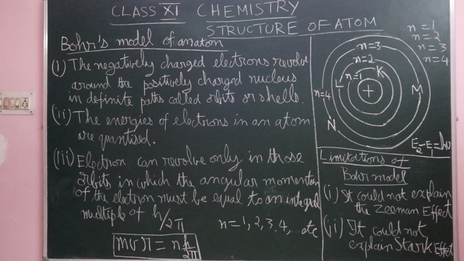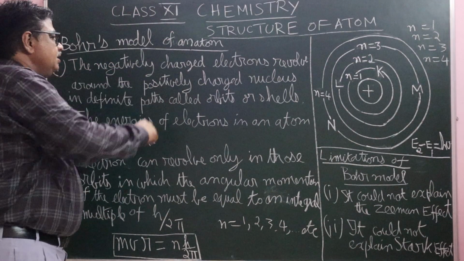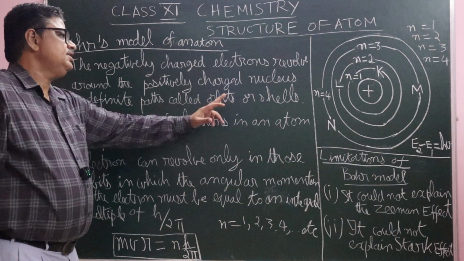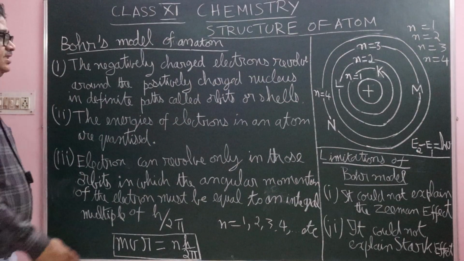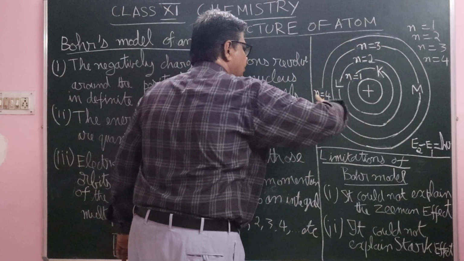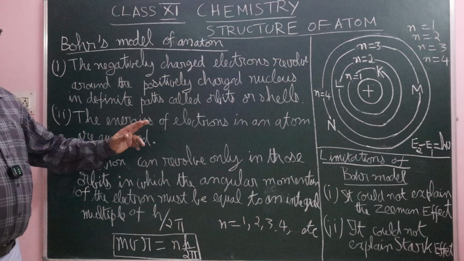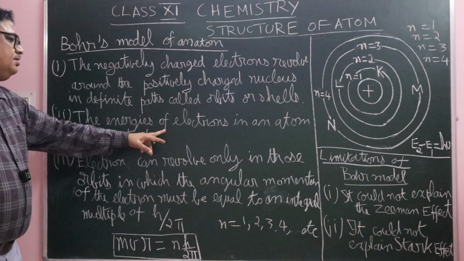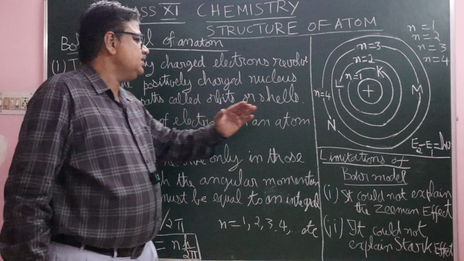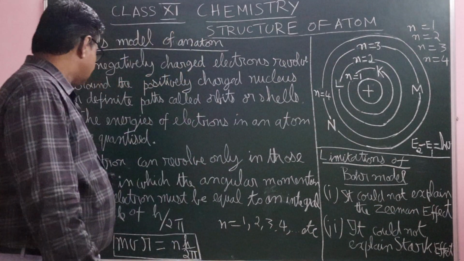So now let us enumerate Bohr's model of atom. The negatively charged electrons revolve around the positively charged nucleus in definite paths called orbits or shells. We have seen this is the positively charged nucleus, and the electrons revolve around the nucleus in circular orbits called shells. The energies of electrons in an atom are quantized. That is, the electrons will have different energies at different orbits.